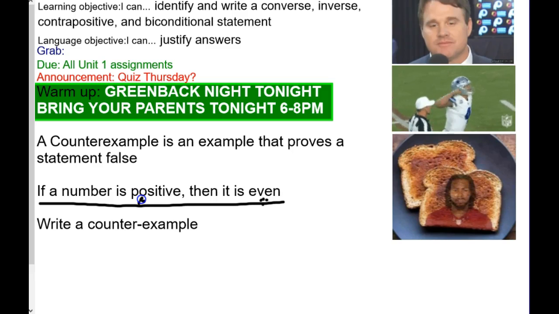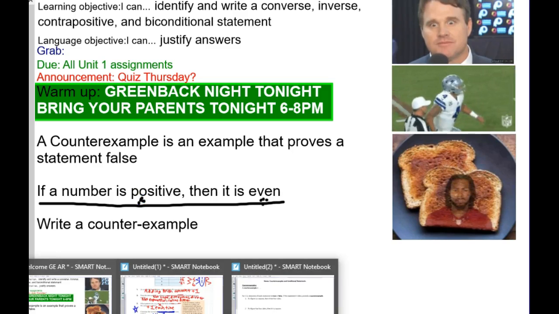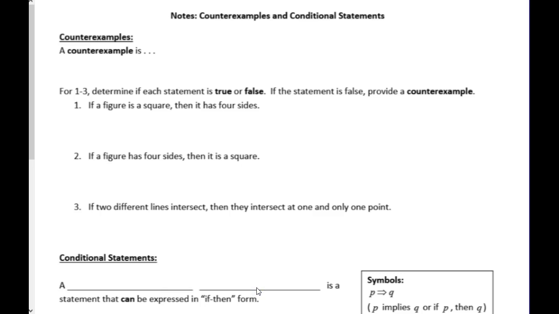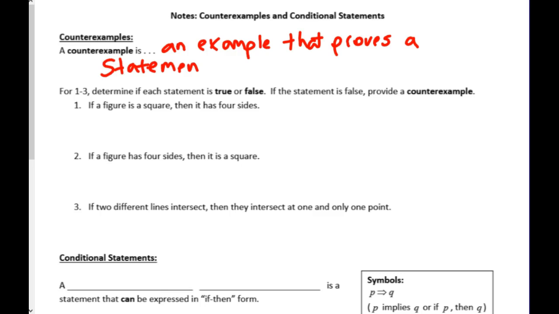Please. So we are at this page. Okay. Now, we already did this. We kind of already went over the first part, counterexample. So you can go ahead and write this down. A counterexample is an example that proves a statement is false. Go ahead and write that down, please, at the top of your notes. Everyone have it? Okay.